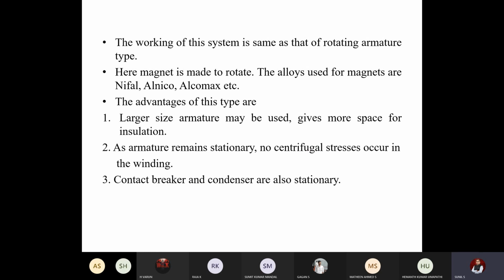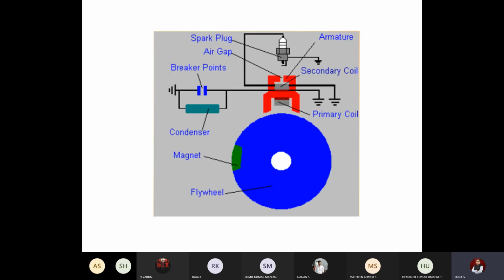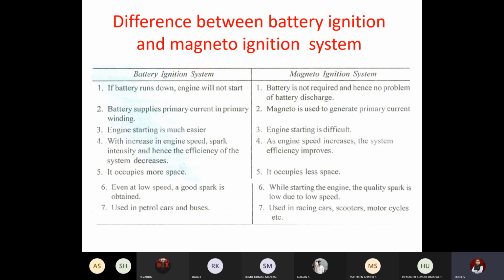Okay, different types of magnets can be used here. So one more animation also I have added. Okay. So what are the differences between battery and magneto? Two systems we have studied now, the battery ignition system and the magneto ignition system. What are the major differences?